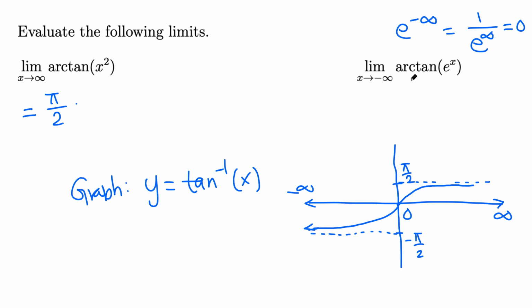Then we are left with arctangent of 0, because the limit is inside already. Tangent inverse of 0, same graph. When x is 0, then arctangent is also 0. So this is 0. Final.